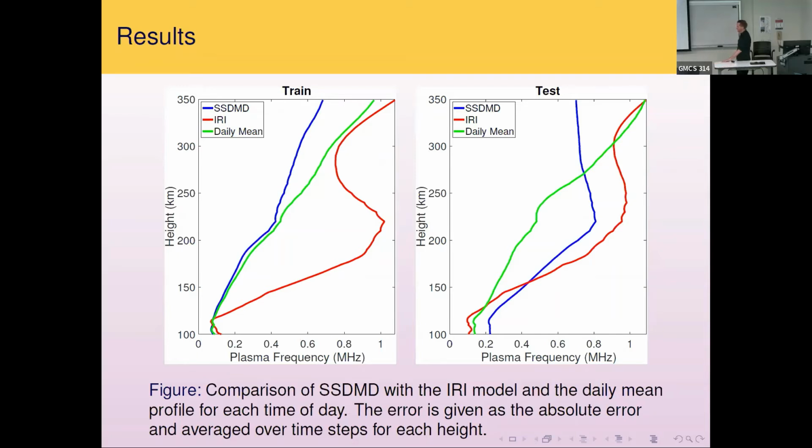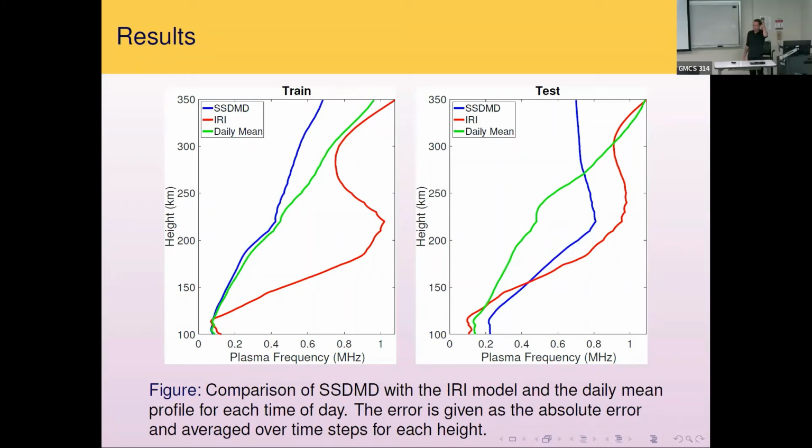Oh, okay. But just wait one slide and some of my questions will be answered. So this error is an error in predicted plasma frequency? That's how to interpret it. So why does this IRI look crappy? Jay? It's basically a monthly mean.